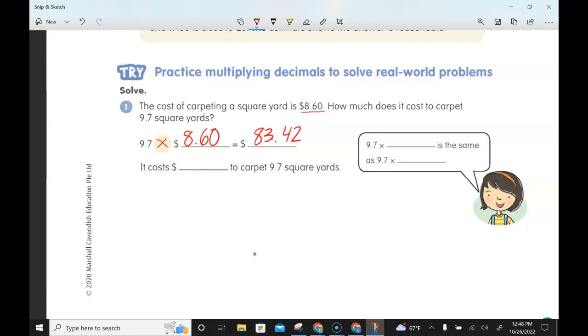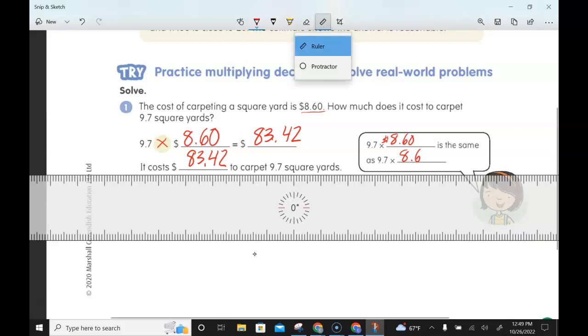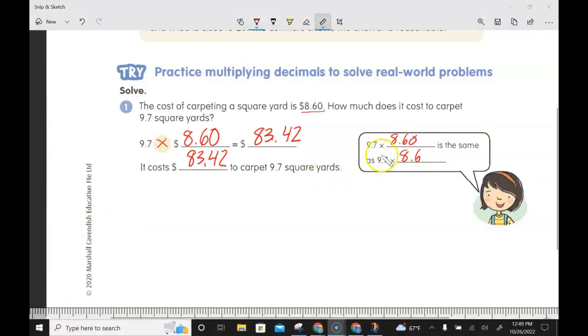So what we can see is that it costs, again, $83.42. All right, so just a couple things when we're taking a look at this problem here. We can see that 8 7/10 times $8.60, that's actually going to be the same as $8.06, okay, of a cent. Or you can see, if we even take money out of it here, we can see that 8 and 60/100ths is the same thing as 8 6/10.